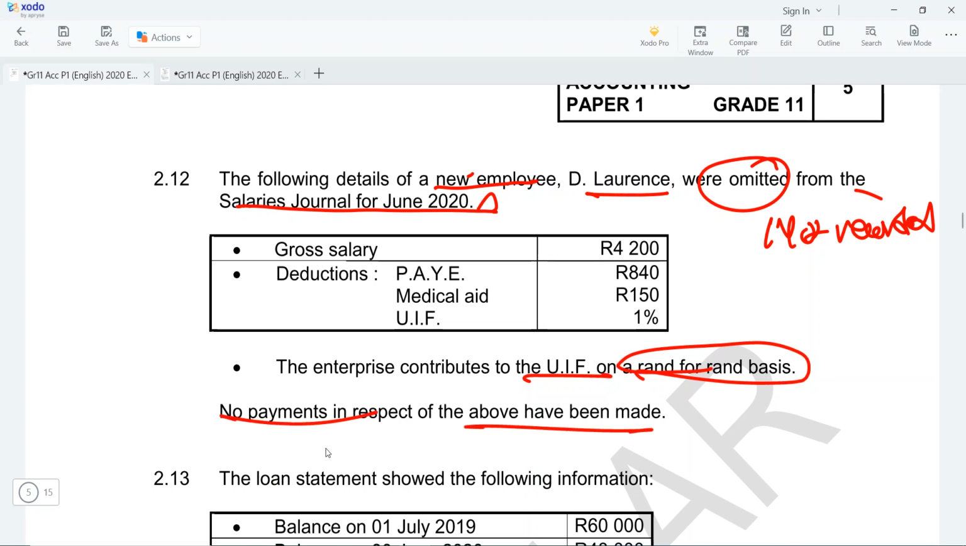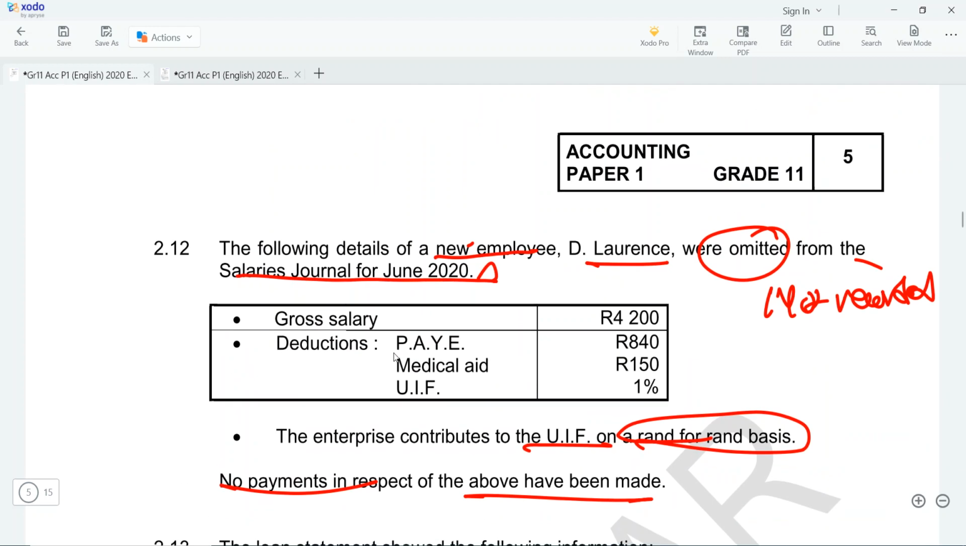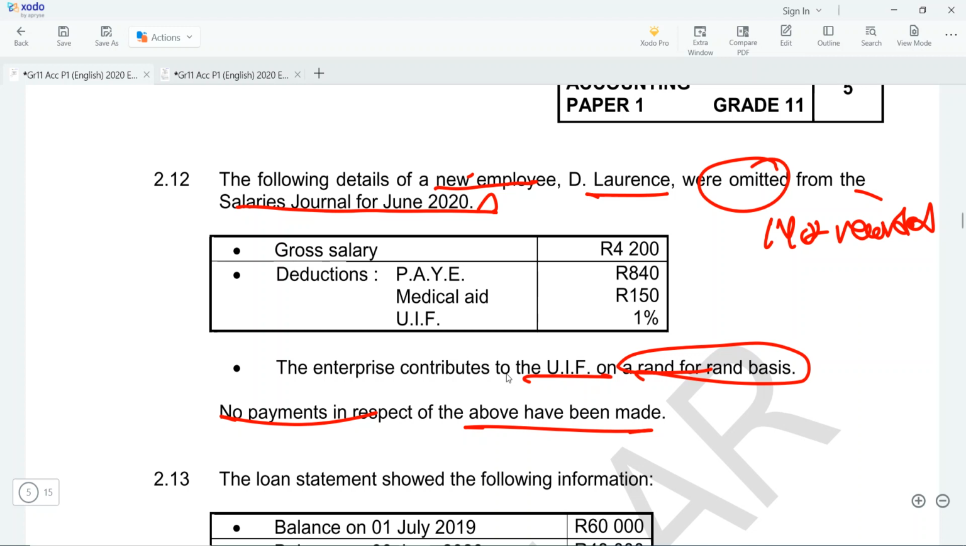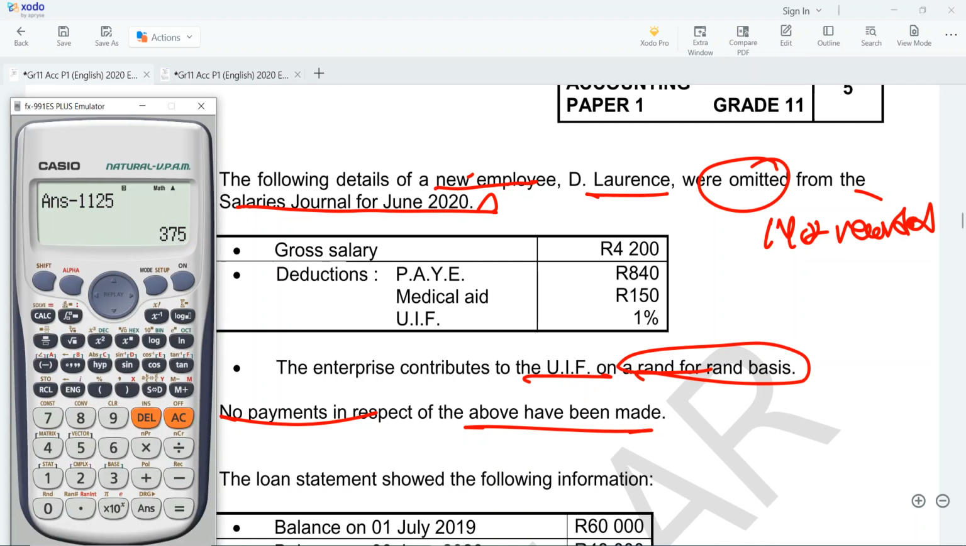So we know that whenever we have excluded an employee, we must record them by their gross salary, and we know that gross salary is the salary before deductions. So all these deductions are included in this. So now what are we going to do? We are going to take the gross salary and also the contributions. Here they're saying that the enterprise contributes 1% of the UIF. So 1% of 4.2 multiplied by 1 divided by 100, it will give us 42 rand.